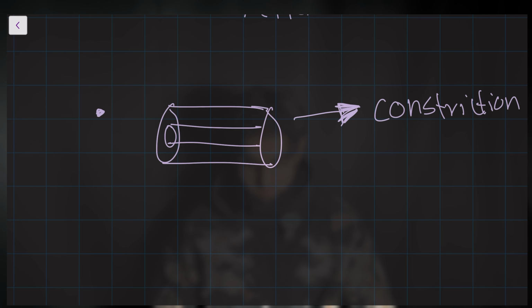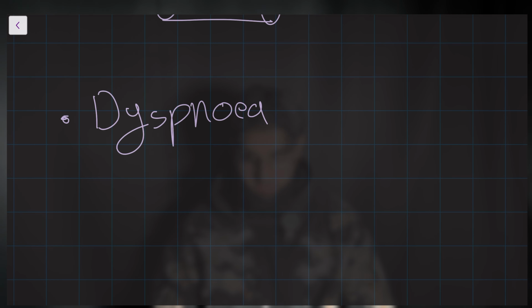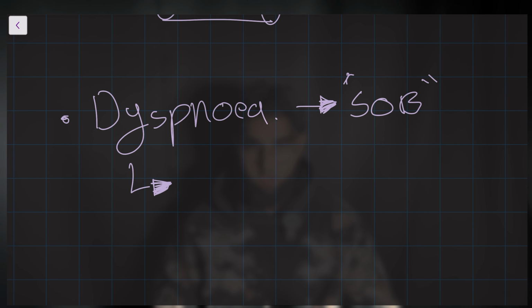When the smooth muscles constrict, mechanoreceptors respond to that and can also trigger coughing within the patient, right? Now the final thing that we'll look at is dyspnea, okay? Dyspnea is a fancy way of saying shortness of breath, or simply SOB, okay? Now, why does dyspnea occur within patients with asthma?